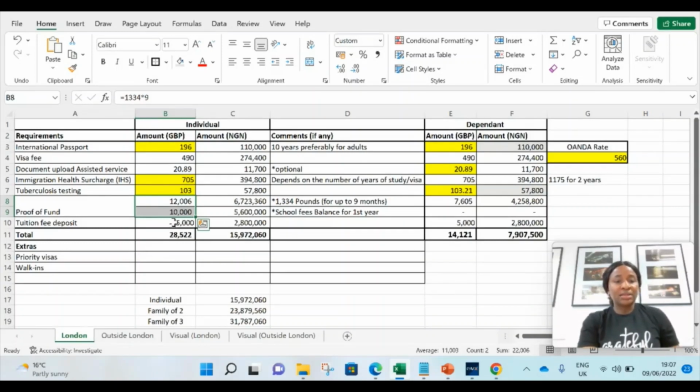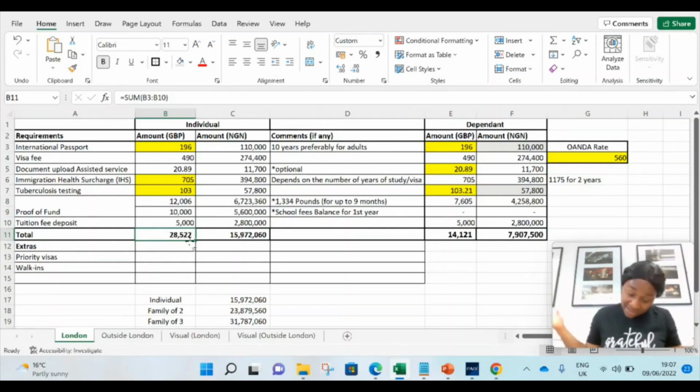Okay, then the total money will now be around £28,522. This is a rough estimate. I have told you I did assumptions. So just get the idea, get how to calculate it. Look at the ones that are fixed, look at the assumptions and place the real values when your time comes. Okay. So a total of about 60 million naira for an individual.